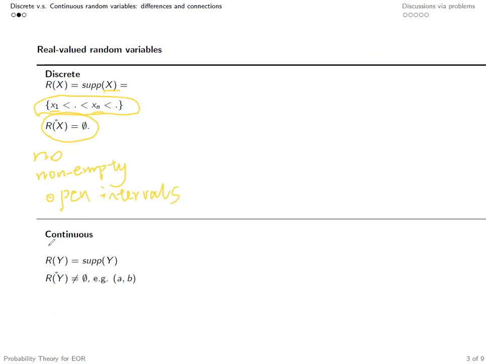Well, for the continuous random variable, if you look at the range of this Y function, or the support, which is also the support of the continuous random variable Y. If we regard Y as a function, then this is also the range of this Y function, right? It contains open intervals. For example, it could contain some open interval, for example, a and b. So the interior of this set, the interior of possible values that could be taken by this continuous random variable Y, is not empty. It contains open intervals, open sets within the support.